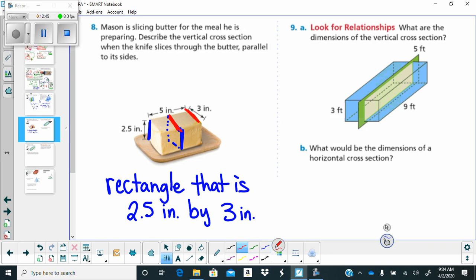Okay, look at number 9. What is the cross section of the vertical cross section? So it's going up and down. What would the dimensions of that be? So this would be a rectangle. This right here would be the same as here. So 3 feet by, and this part of your rectangle would be the same as this. So it'd be by 9.